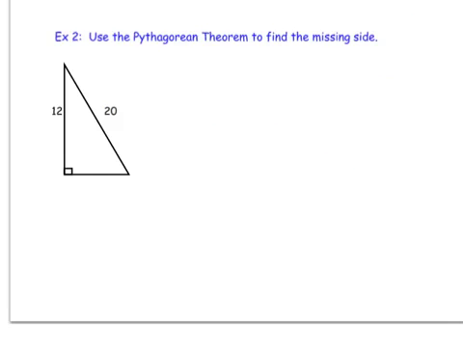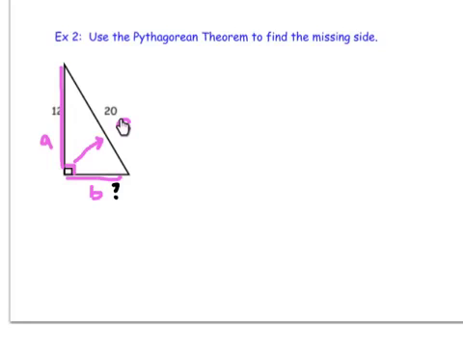Okay, this is where things get a little tricky. It says use the Pythagorean theorem to find the missing side. The first thing I'm going to do is label my sides. I'm going to identify this is my right angle. So I know across from the right angle has to be C. These guys are my legs, which are going to be A and B. I know A is 12. B, I don't know what B is. But I know that C is 20. Oh, goodness, this looks challenging.